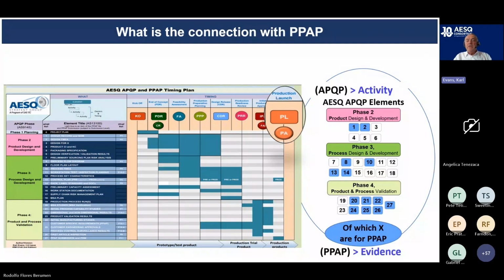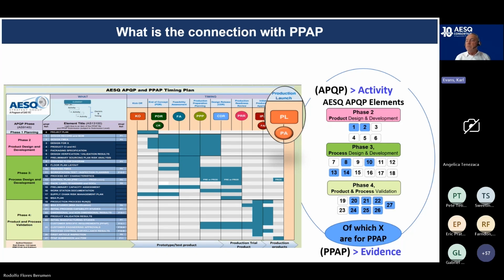And at a point in time, on the right-hand side, we expect a disposition of what's called the PPAP submission. And the PPAP submission, very simplistically, is the evidence for certain elements. Which ones are those? They're the ones marked up in the light blue. So out of the total number of APQP elements, a number of those are used as evidence for PPAP. APQP, activity, PPAP, evidence. That's a really important message.